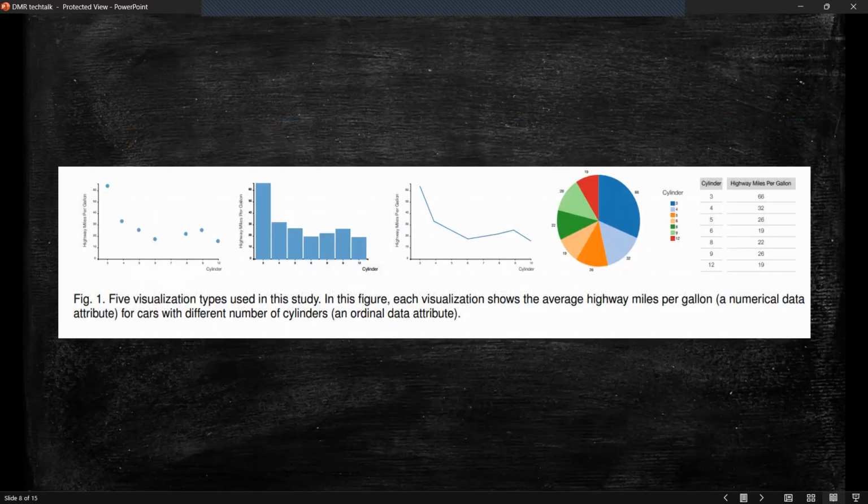So here is Figure 1 about the five visualization types used in the study, as we've seen before. In this figure, each visualization shows the average highway miles per gallon, a numerical data attribute, for cars with different number of cylinders, an ordinal data type. So the first one is the scatter plot, which shows highway miles per gallon to cylinder. The second one is the bar graph. The third one is a line graph. The fourth one is a pie chart. And the fifth one is a table of the cylinders and the highway miles per gallon used.